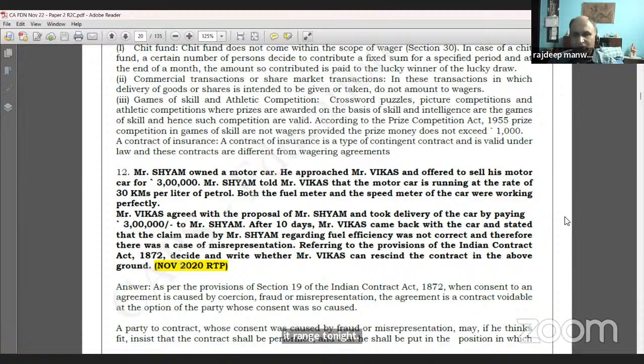And we did contracts resembling wagering agreements: lotteries, the chit fund, correct? Yes, it's there in the chapter. This is also all theory. Understood?